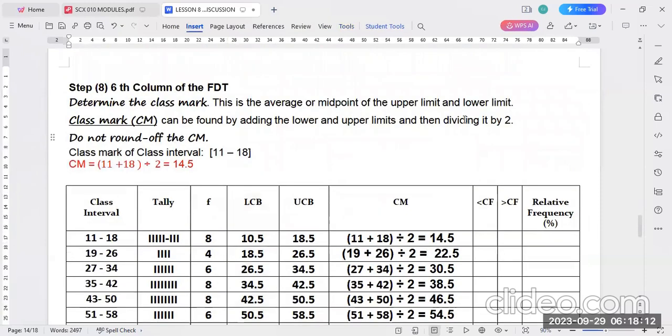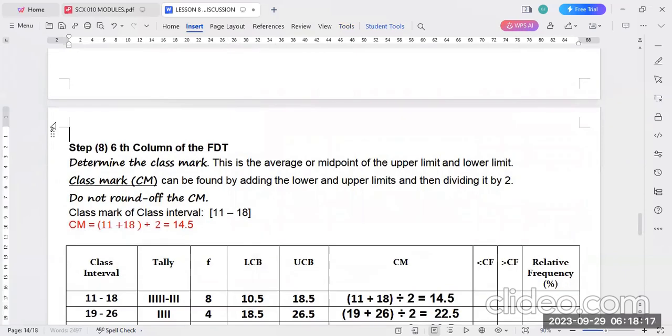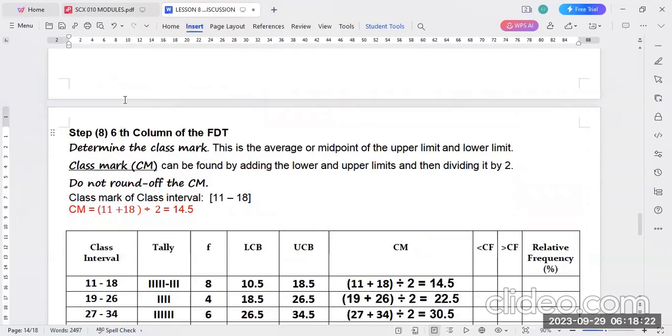Now, after that, the next column of the FDT, the sixth one, is the class mark. So, this is the average or midpoint. Okay, midpoint of the upper limit and the lower limit. When we say midpoint, at the middle. And how do we get the class mark? It can be found by adding the lower and upper limits and then dividing it by 2. Now, do not round off the class mark.